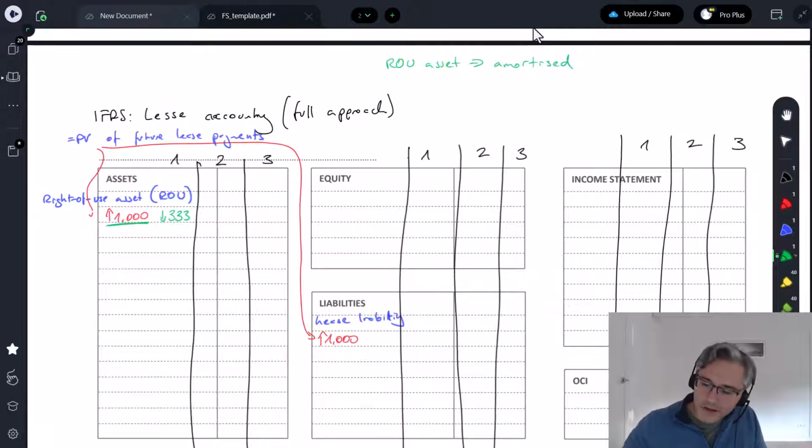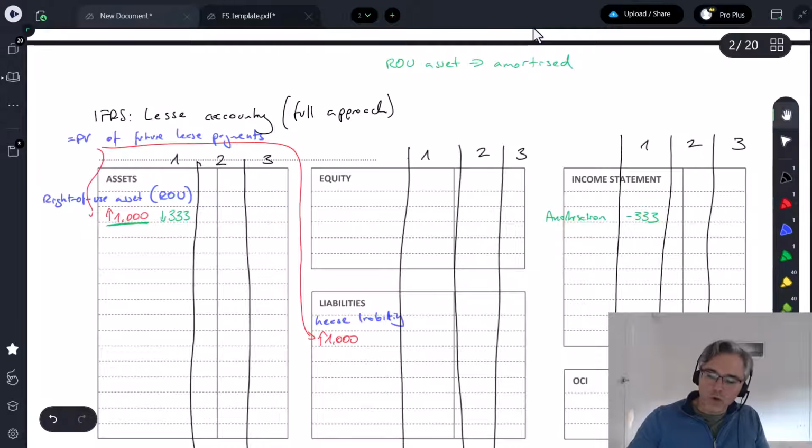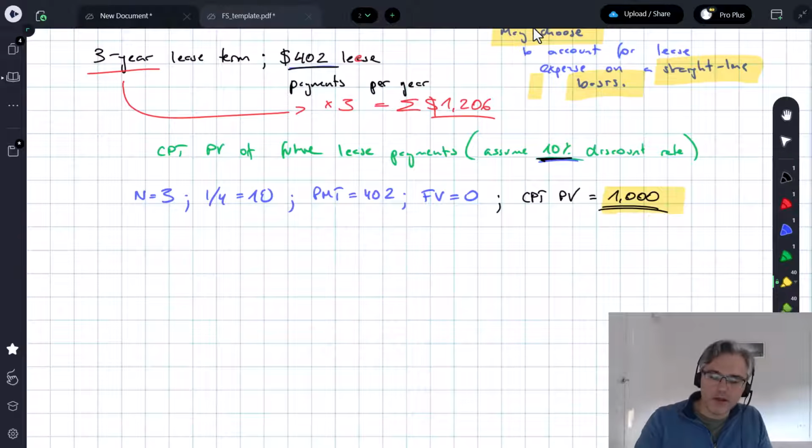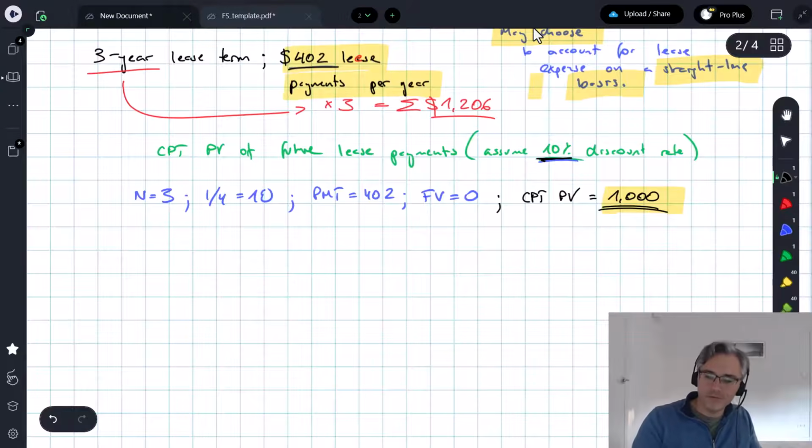And this will go as amortization to the P&L in year 1. It's an amortization charge of 333. Nice and simple, and we'll repeat the same thing next year. What also happens in year 1, and it will happen in year 2, year 3 as well, is that we have to make that lease payment of 402.